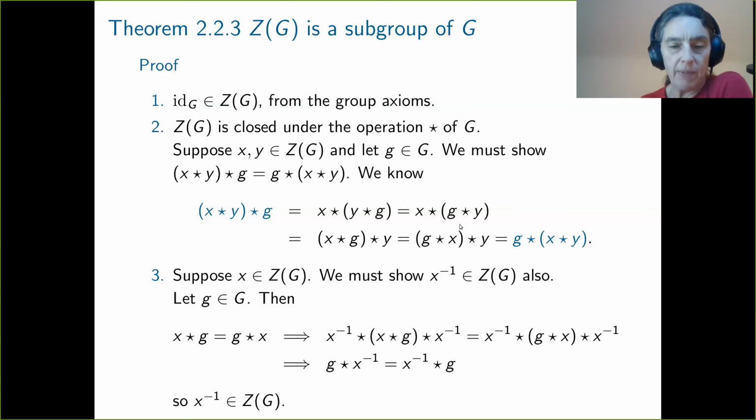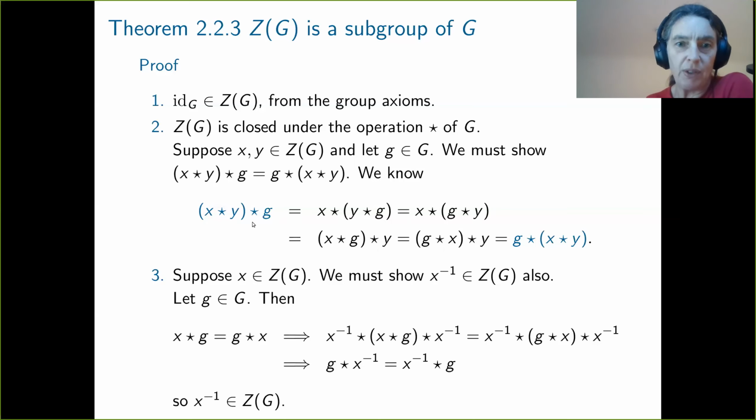Okay, what have we done? We started with one expression. We've rewritten it 1, 2, 3, 4, 5 times. Three times we've used the associativity property to rewrite it. And two times we've used the fact separately that y belongs to the center to get from this point to that one, and that x belongs to the center to get from this point to this one.